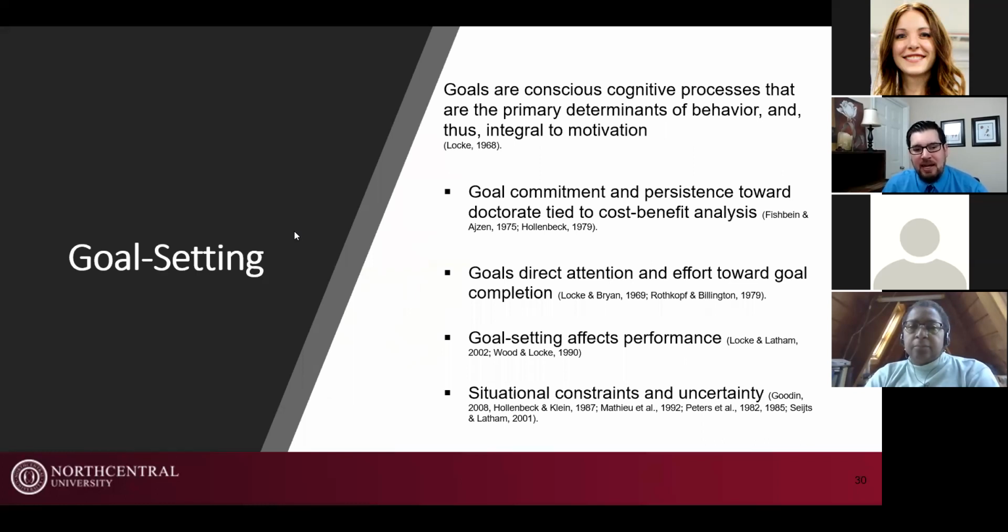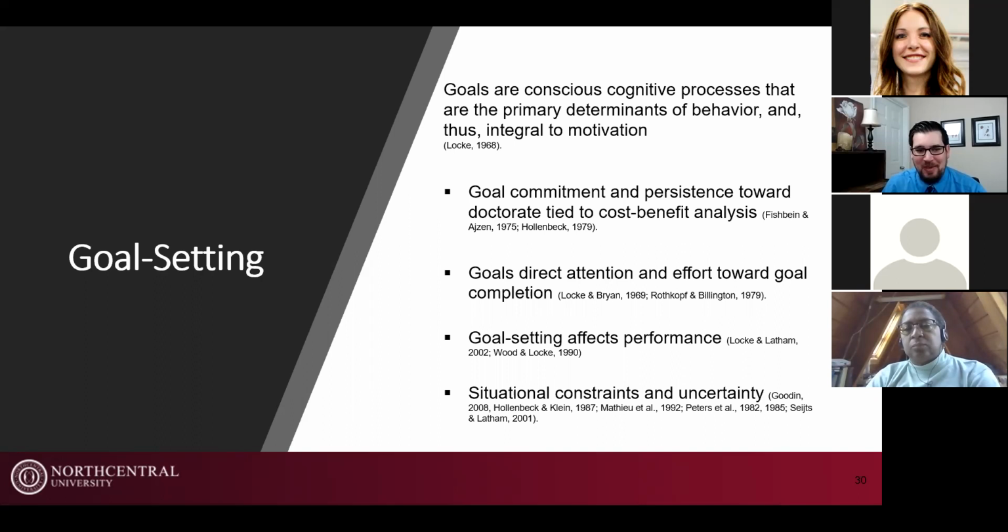Goals are conscious cognitive processes that are the primary determinants of what we do, our behavior, and thus they're integral to motivation. Goals are directive. They direct our attention and effort toward activities that are relevant to goal completion. Goals affect performance through discovery, arousal, and the use of goal-relevant strategies and knowledge.